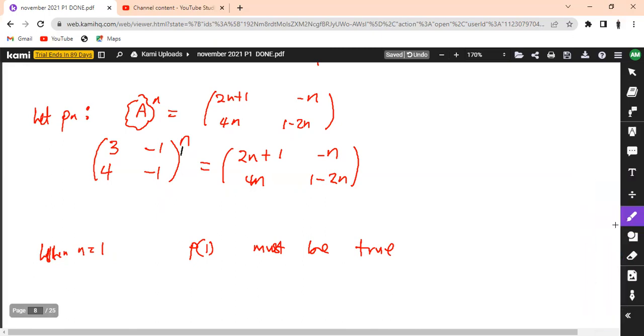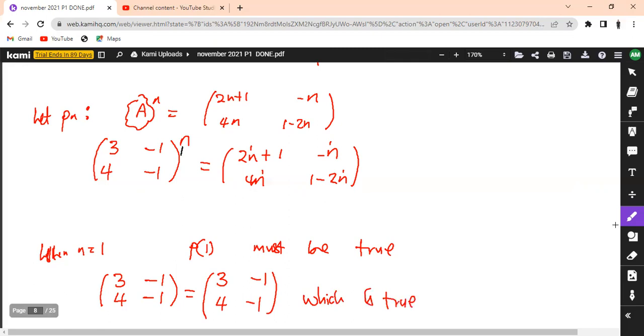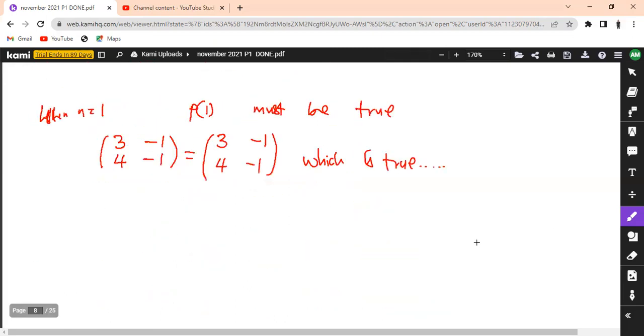So here we are just going to remain with 3, minus 1, 4, minus 1, to the power of 1, which is just like that. It is equal to, wherever there is n, we substitute 1, so it's going to be 2 plus 1, which is 3, minus 1 here, 4 times 1, which is 4, 1 minus 2, which is minus 1. As we can see, this is true. Okay, let's move on to the other stage.